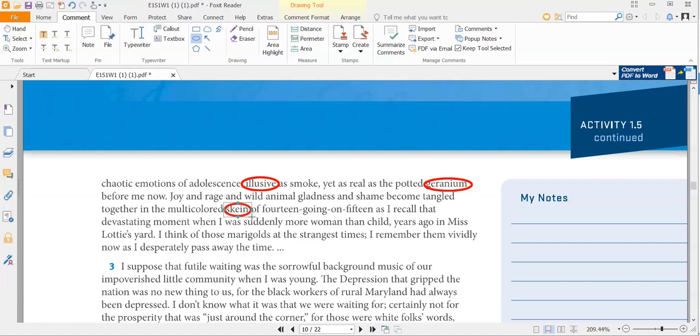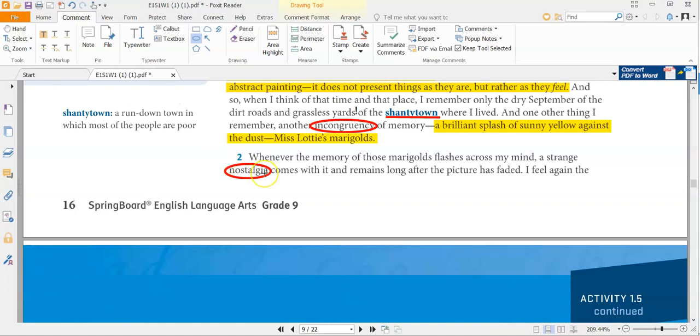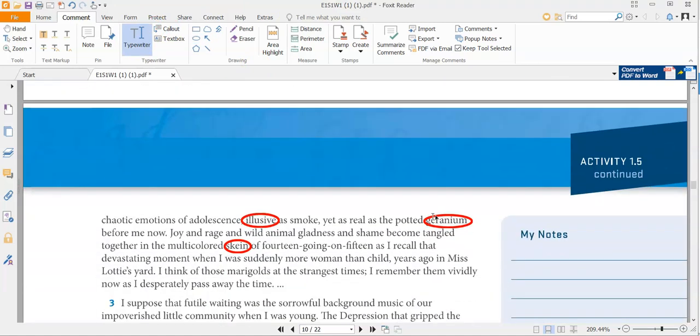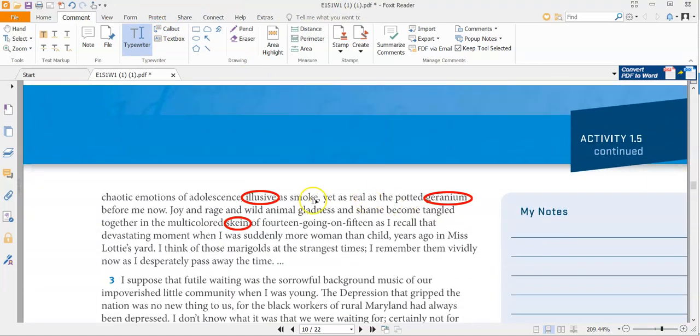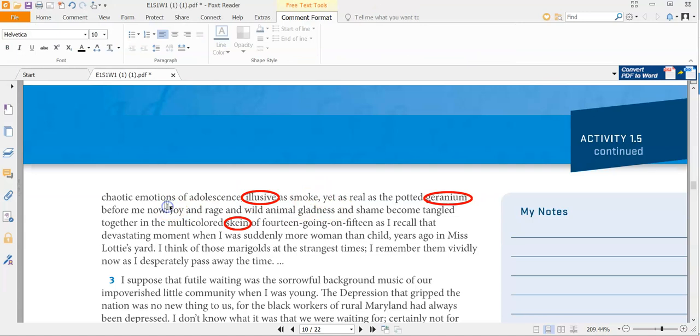So I gave a few words that you may not know: elusive, geranium, scheme, and nostalgia. And I'm going to go in and add my exclamation points where there are vivid images. So she says, yet as elusive as smoke, yet as real as the potted geranium before me now. So she gives an image there.